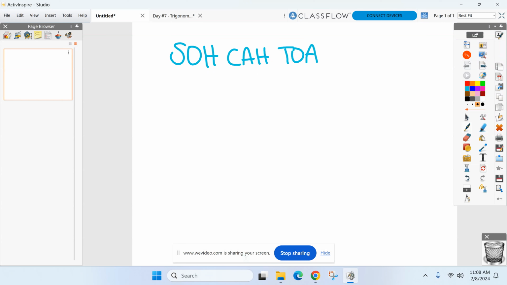C for cosine. What do you think the A represents? Adjacent over hypotenuse. And then finally, the T in his name, tangent, is equal to opposite over adjacent. So you can use Pocahontas' brother's name, Sohcahtoa, to memorize the three ratios I just showed you.